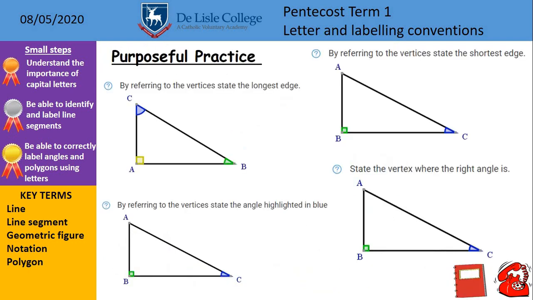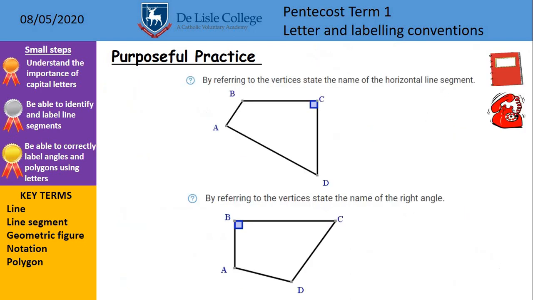Last few questions here. Longest edge again, we've got the hypotenuse as BC, or you may have called it CB. Angle ACB or BCA, both mean the same thing. Top right, short edge AB, or you may have called it BA. And where the right angle is, it's at vertex B. We could refer to that as ABC or CBA. Horizontal, BC or CB. The right angle is at ABC or CBA.